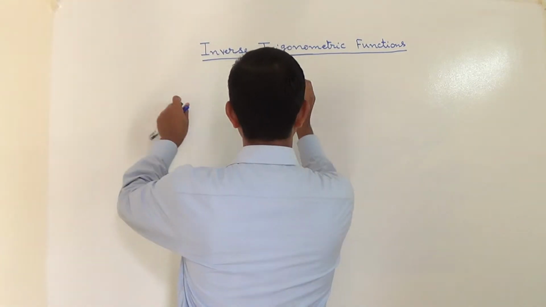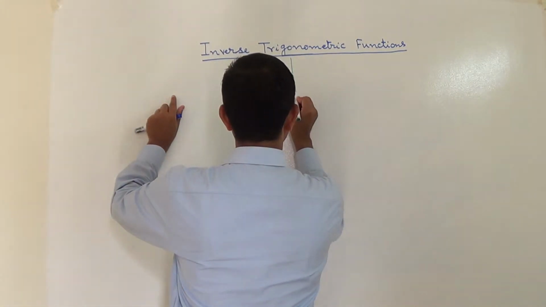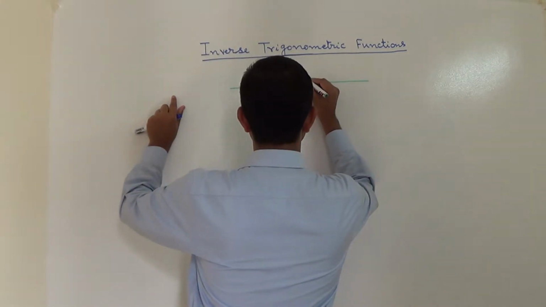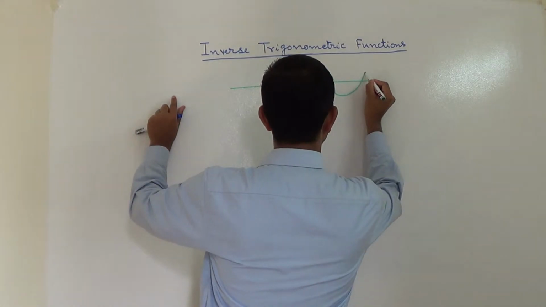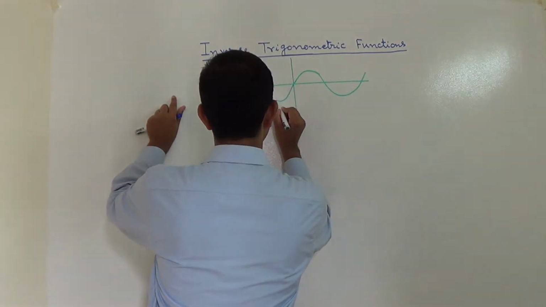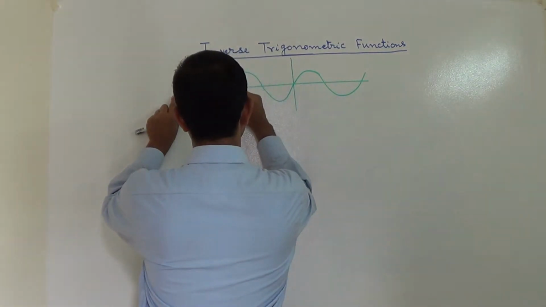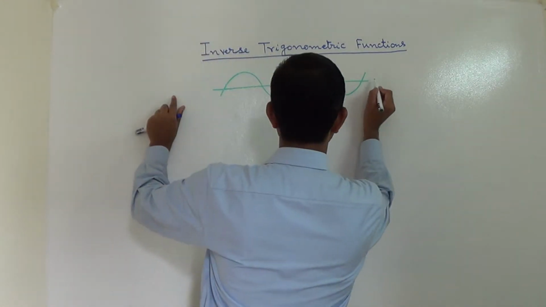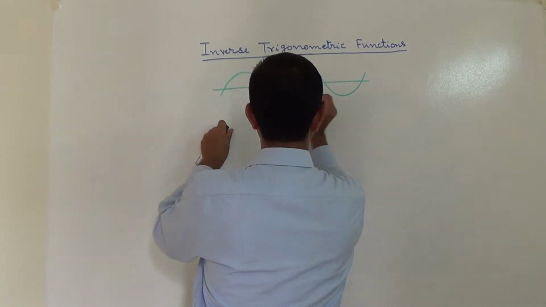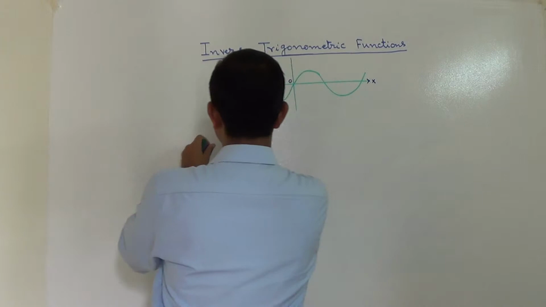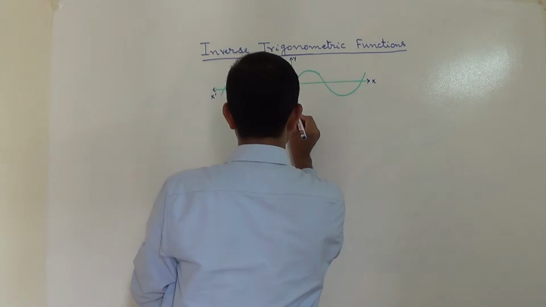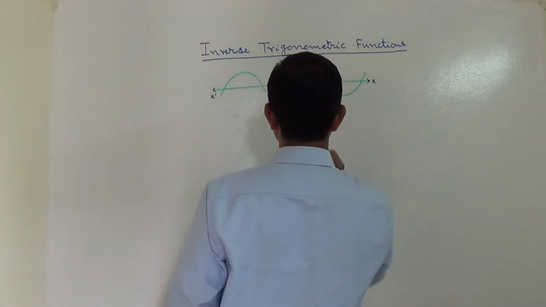So now, if we see the function sine in graphical representation, it looks like this one. So this is the origin, this is the positive direction of the x-axis, this is the negative direction of the x-axis, this is the positive direction of the y-axis, this is the negative direction of the y-axis.